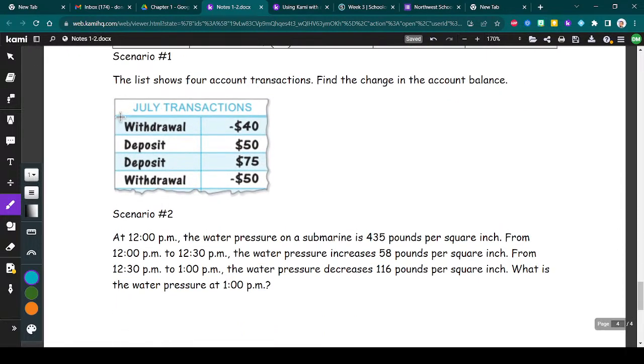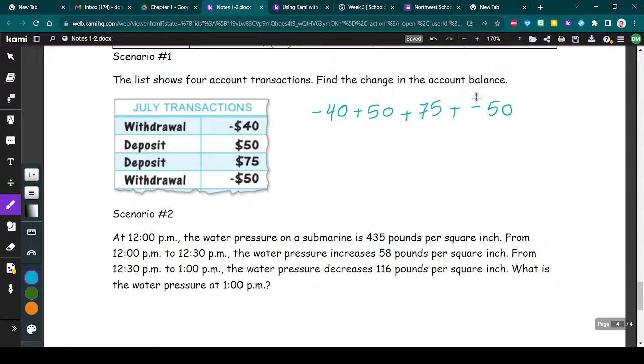Now to take a look at some story problems. The list shows 4 account transactions. Find the change in the account balance. So we can go negative 40 plus 50 plus 75 plus negative 50.